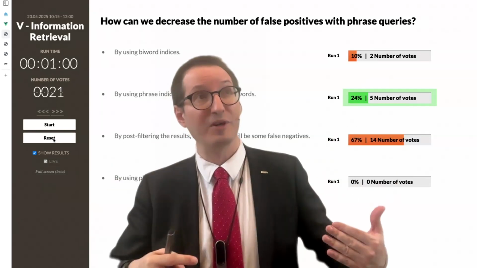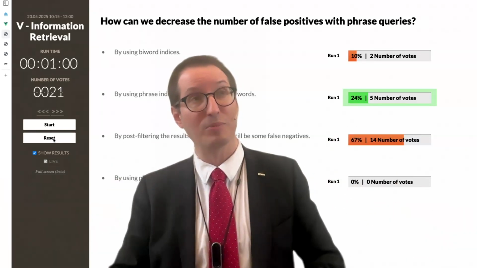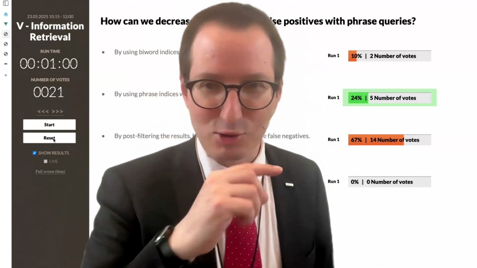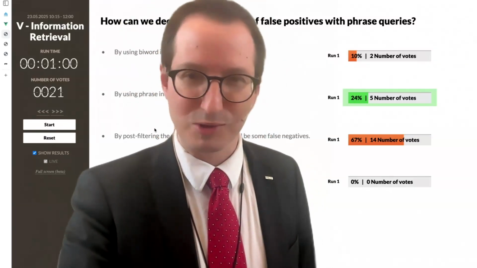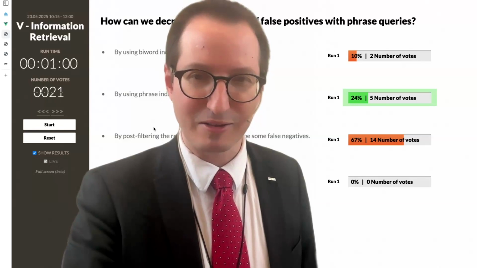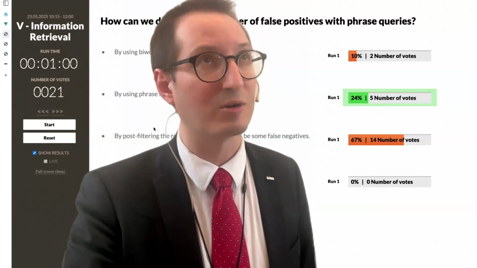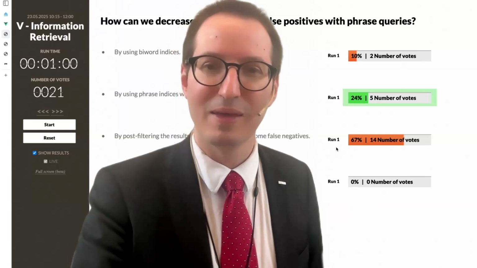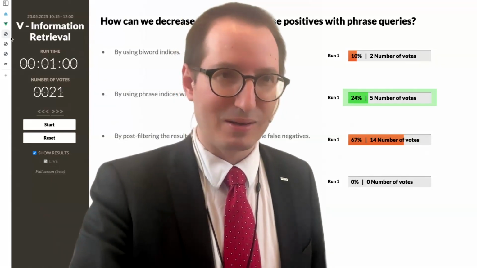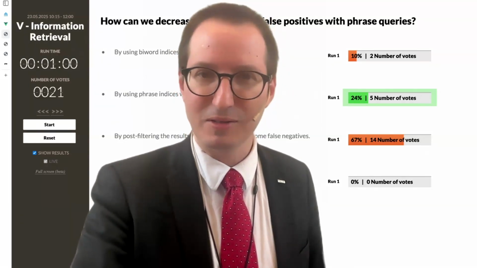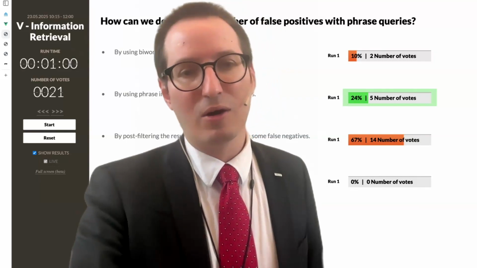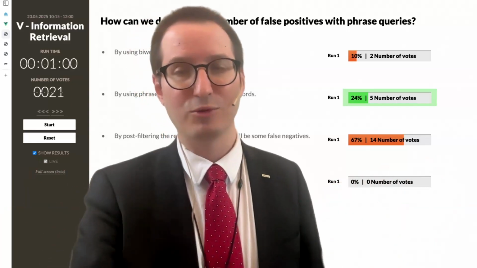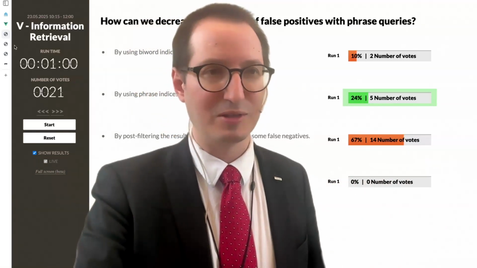So if you post-filter, the false positives are completely gone, right? That's the typo I made that might have led you to answer this one, I guess. There may still be some false negatives, but I think that would also be incorrect, right? There would also not be false negatives in the results. So this is the reason why this is the correct answer. Smaller tuples of words would make it even worse, because then you would have even more false positives in the results.